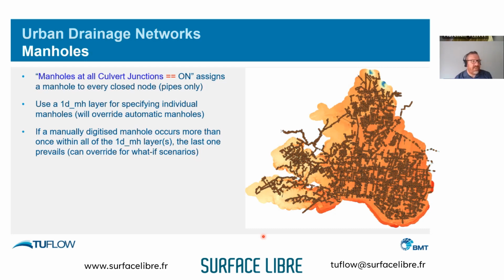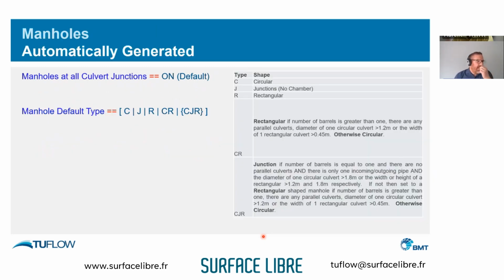Automatically, TUFLOW will generate a manhole at the junction of any closed pipes. In terms of the shape, there's a couple of different options. We can specify the manhole default type. By default, it is set to what we call a CJR. So what that will do is it will set it to a junction if the number of barrels is equal to 1, and there are no parallel culverts, and there is only one incoming outgoing pipe, and the diameter of one circular pipe is greater than 1.8, or the width and height of a rectangular culvert is greater than 1.2 and 1.8 respectively.